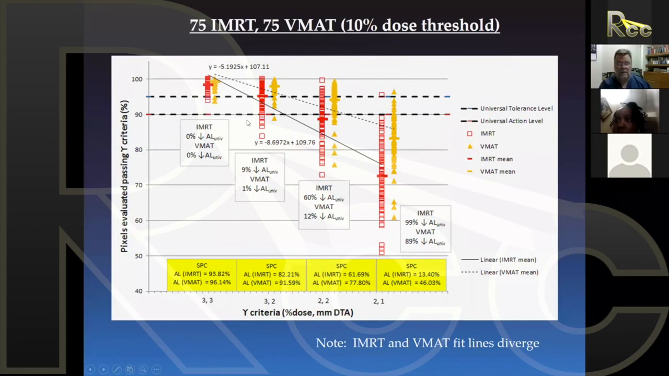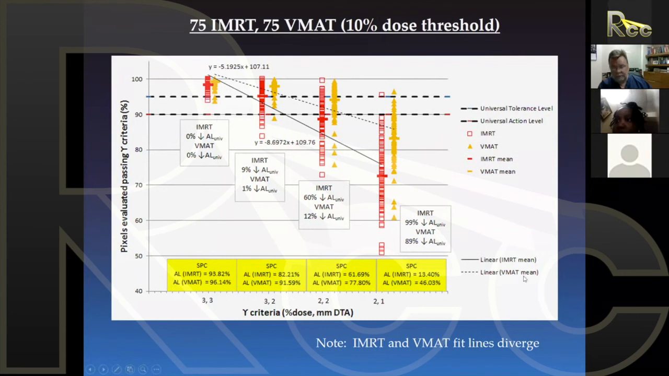You can see here for IMRT, our action limit is 82%. That's getting pretty far away from the 90% suggested universal action limit. But we're almost 92% for VMAT. So this tells us our VMAT program is much stronger than our fixed beam IMRT program, which is interesting in that we use the same beam models. So you can see here that those fit lines diverge as a function of decreasing or tightening criteria.